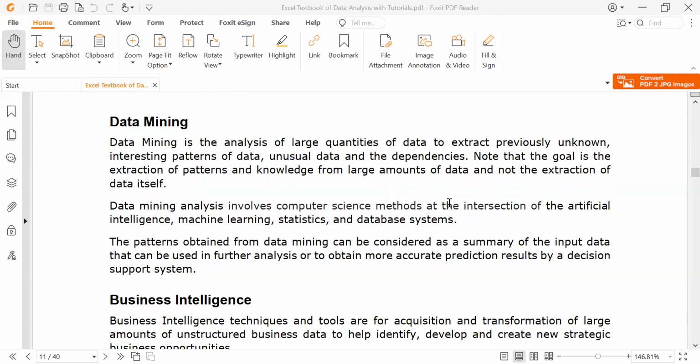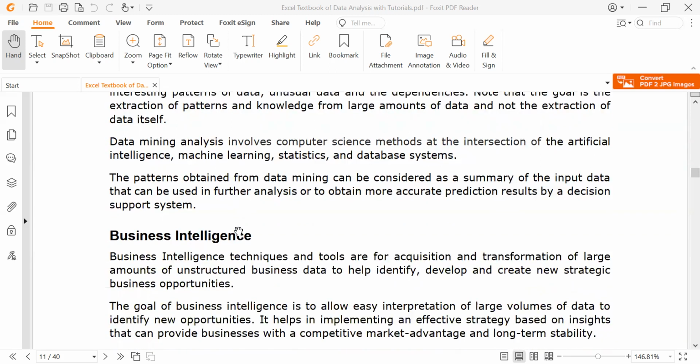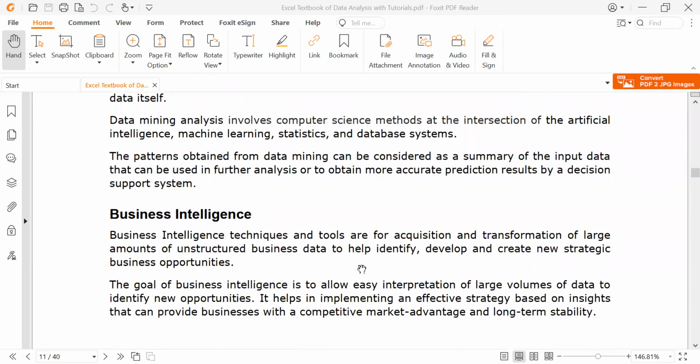So when you mine data, you actually move into a large database and you extract some information that could be useful, and then you want to dig deep, maybe by running some scientific methods on that data. Business intelligence techniques and tools are for acquisition and transformation of large amounts of unstructured business data to help identify, develop, and create new strategic business opportunities.